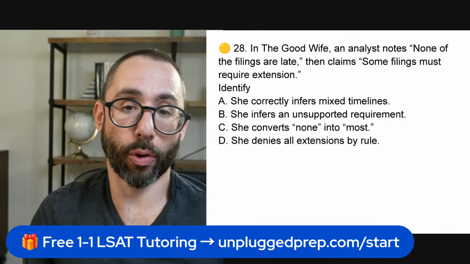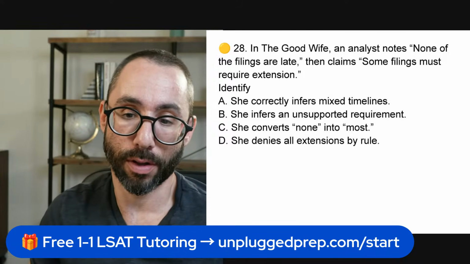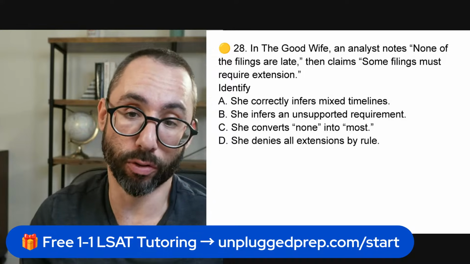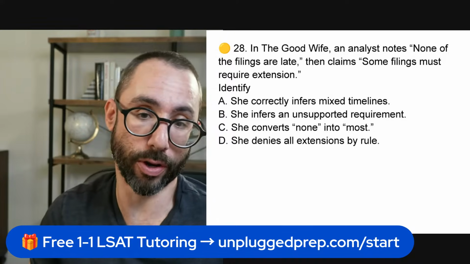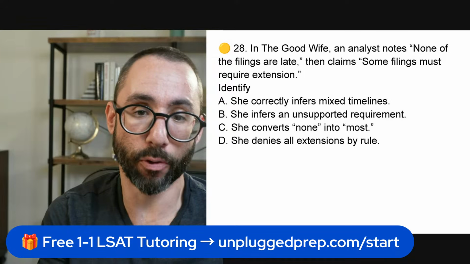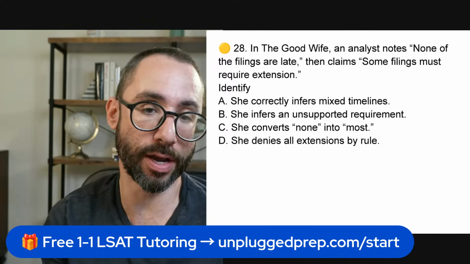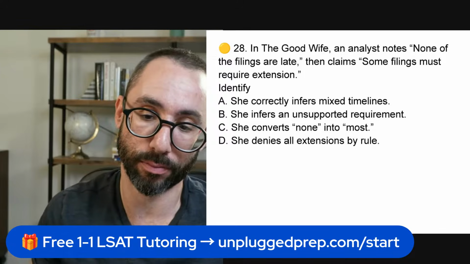It's unsupported because there's no evidence for it. We don't have a requirement or a need for extension because nothing was late. So in fact, B as in Bravo is the answer. Tricky, but B is the answer here. Her claim is the inference that there's a requirement for extension, and that claim is unsupported because everything was on time, nothing was late. So B is the answer.